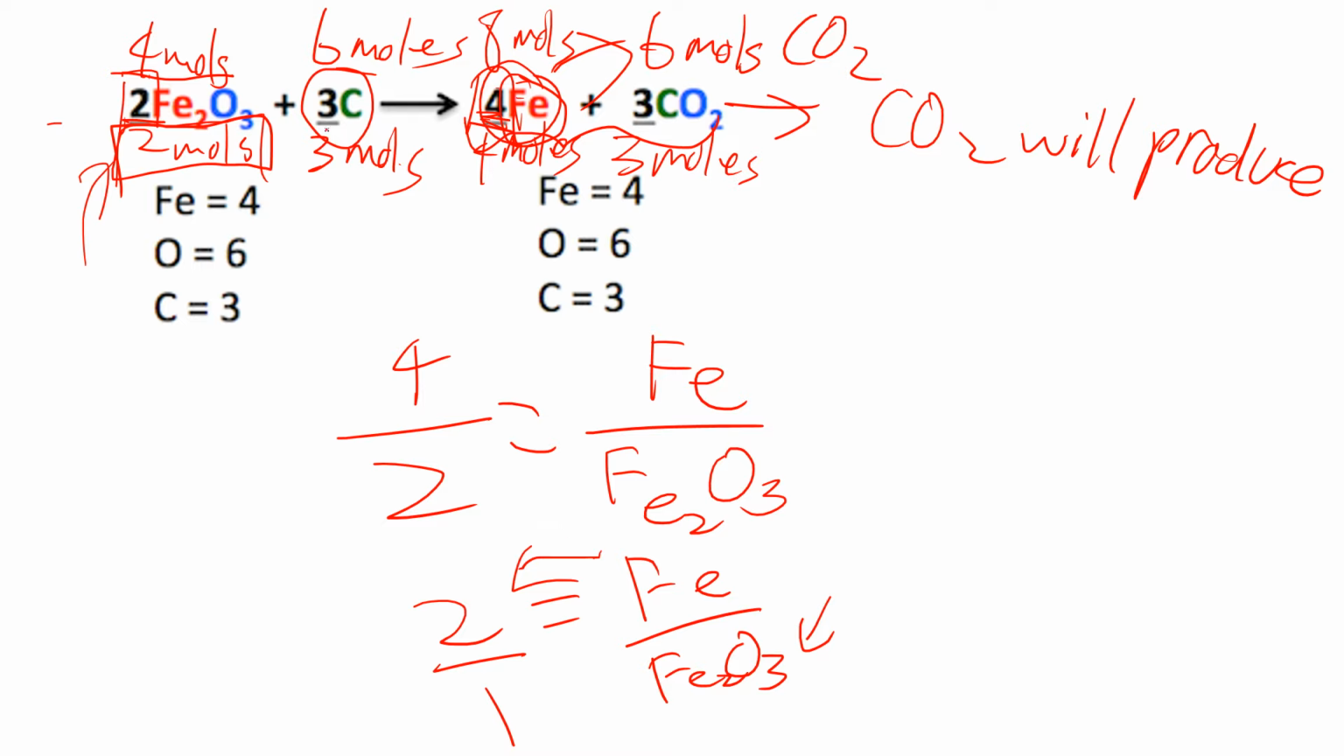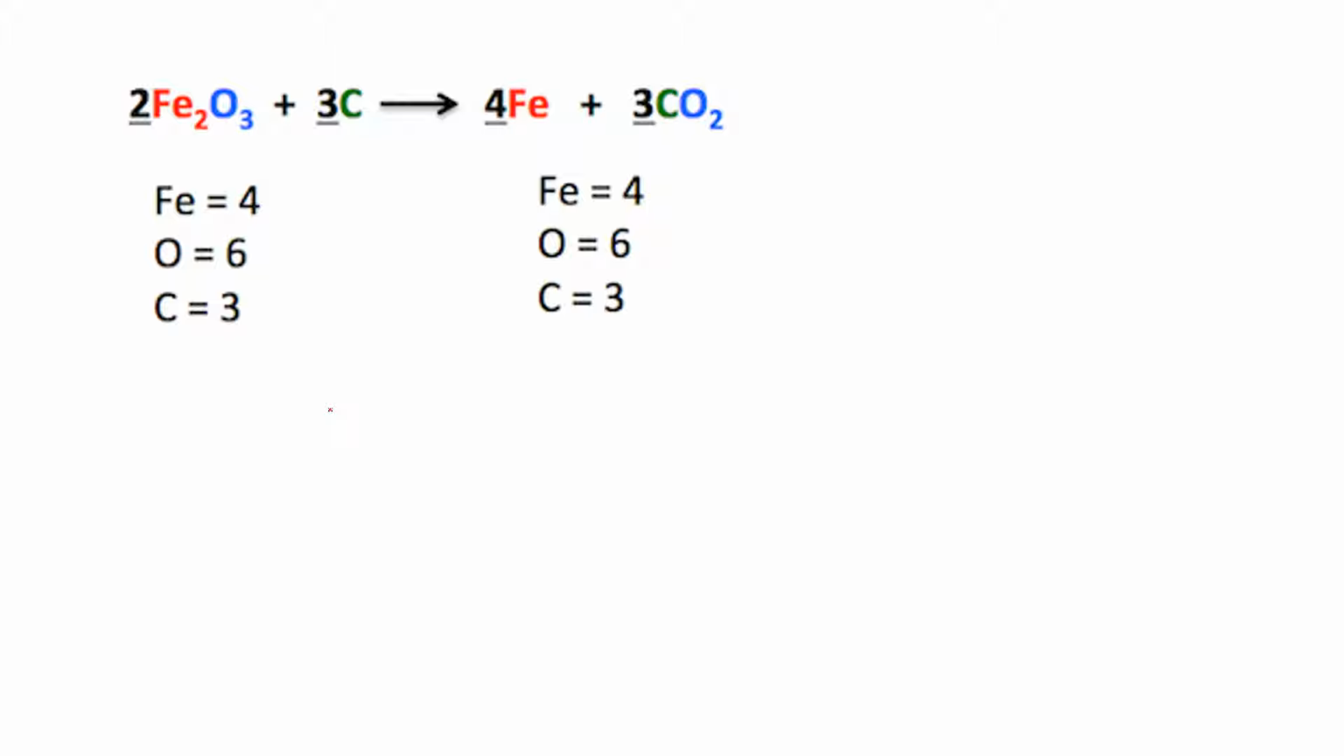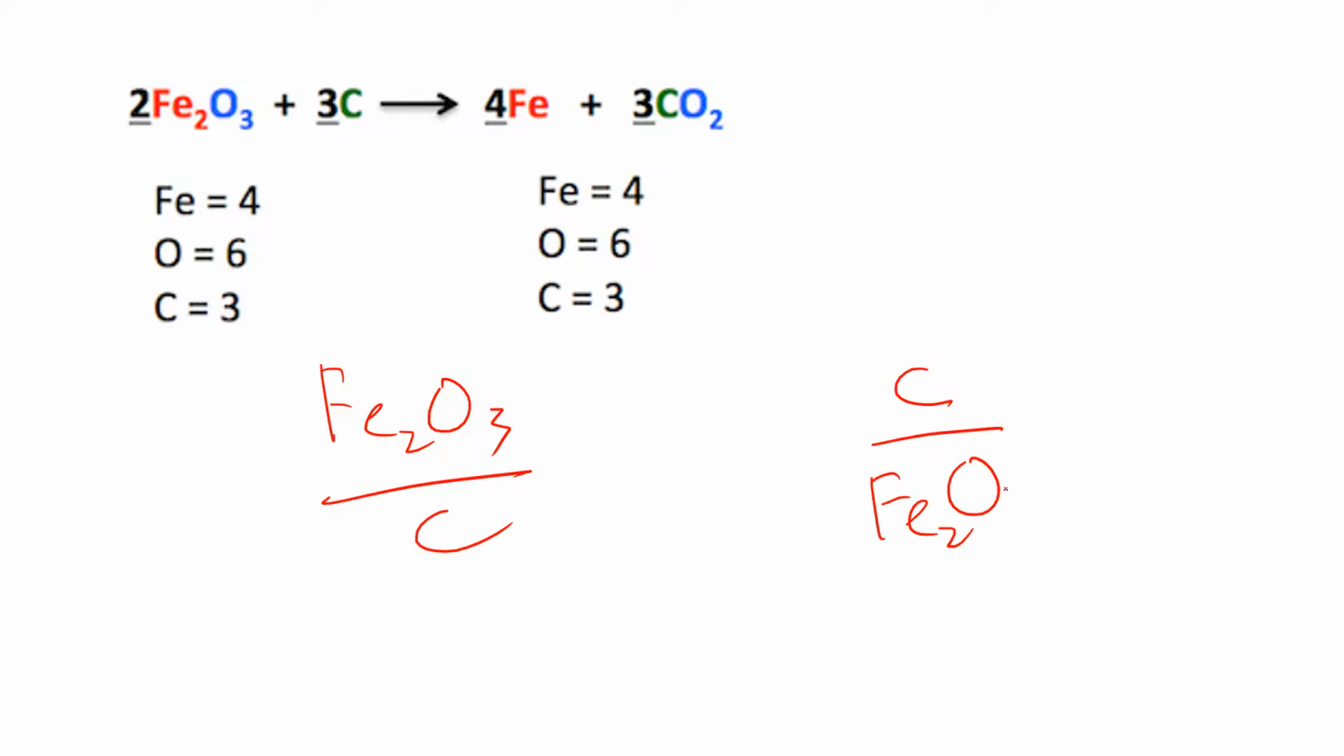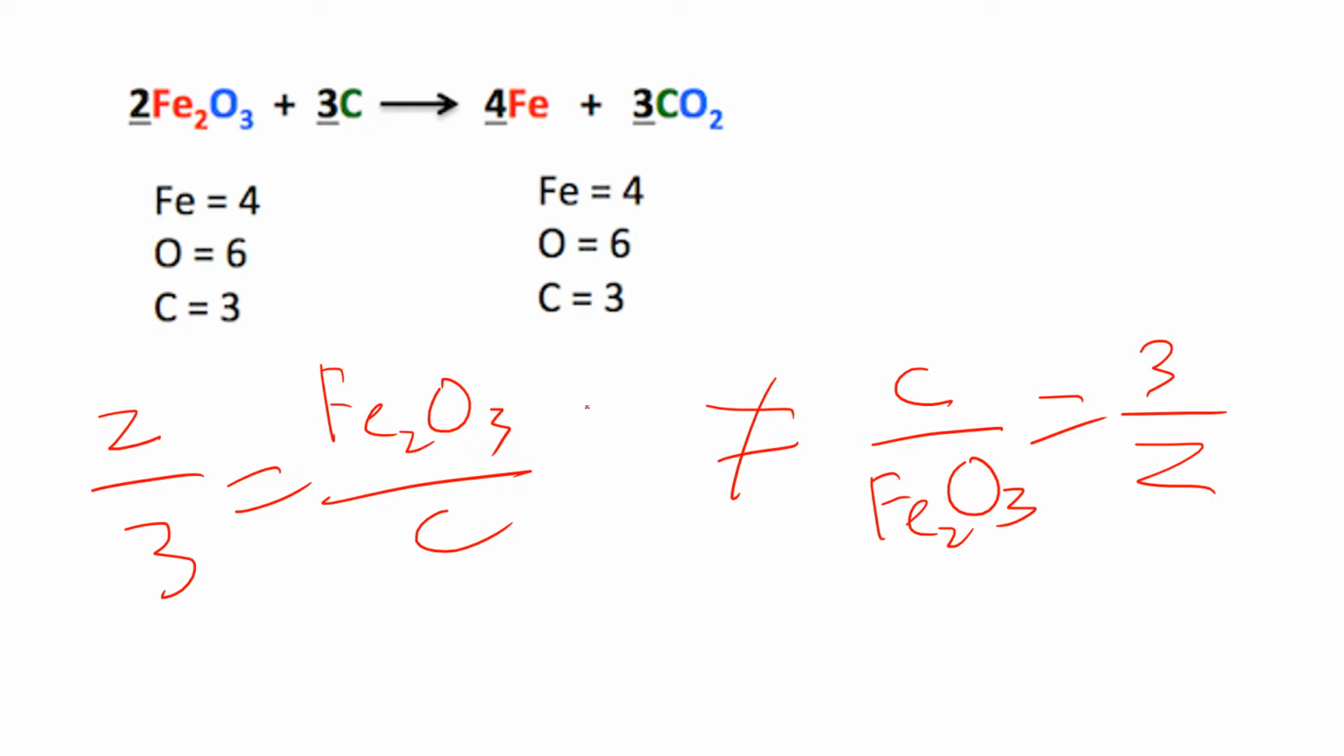What about carbon to iron oxide? For every 3 molecules of carbon, we need to react it with 2 molecules of iron oxide. And keep in mind, these mole ratios you can put any which way. This is just as correct as this. Now they're not equal, they're definitely not equal, but iron oxide over carbon is equal to 2 over 3, and carbon to iron oxide is equal to 3 over 2. And this is what the mole ratio is.